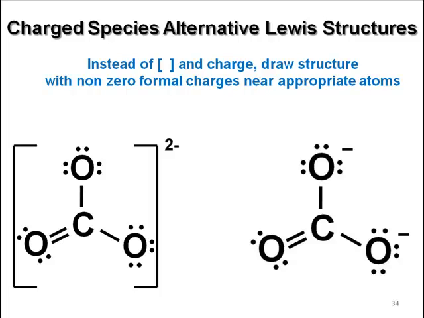The O has a negative, the O has a negative. That's the 2 negative. Why is it those two? Because remember we checked the formal charges. That had a -1, that had a -1, that had a 0, that had a 0. So if you use formal charges, you can do that instead of the brackets.